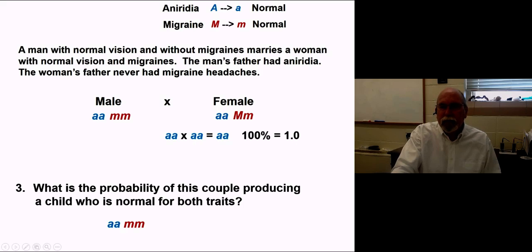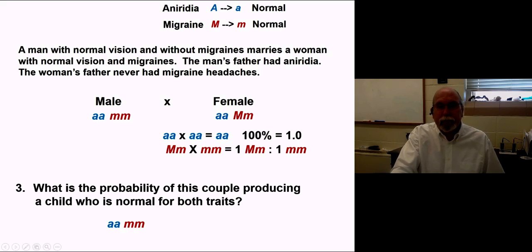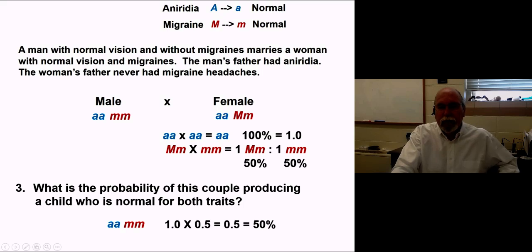Well, if we make this cross right here, they're going to have normal vision. Every child's going to have normal vision, right? Unless there's a mutation, which we're not worried about. They're not going to pick up aniridia because neither parent has it, okay? Now, one parent has migraines, and she's being mated with this male who doesn't, so you get a 1-to-1 ratio right off of here, right? So the probability is 1 times 1/2, which by the product rule is 1/2.